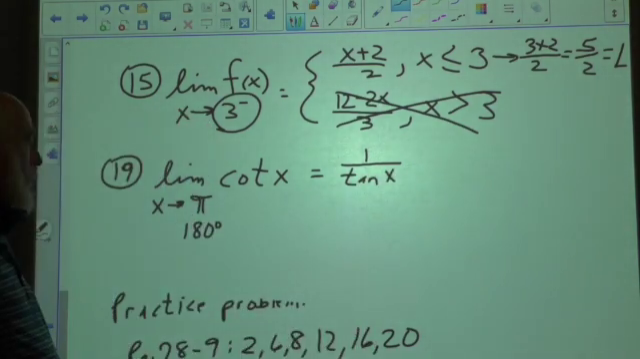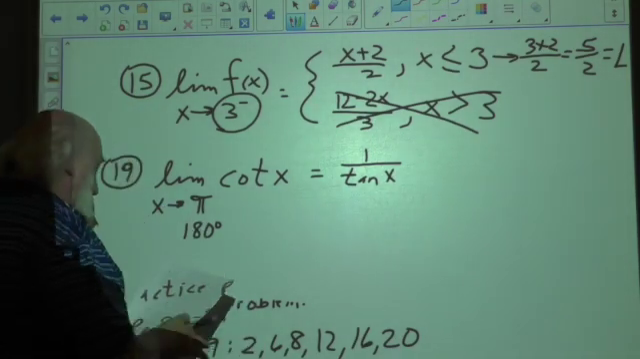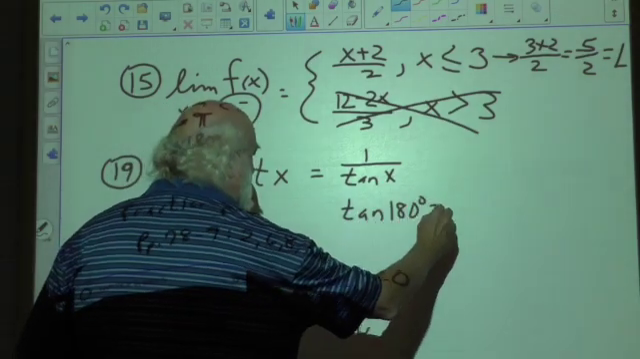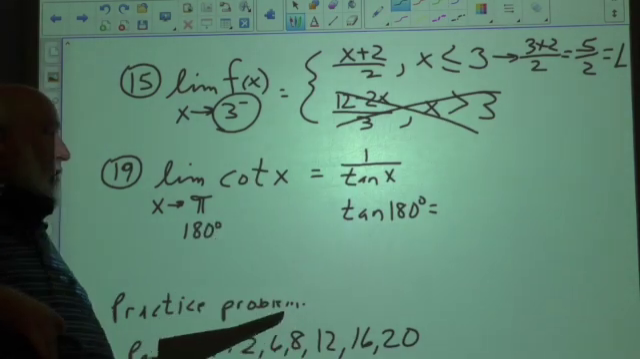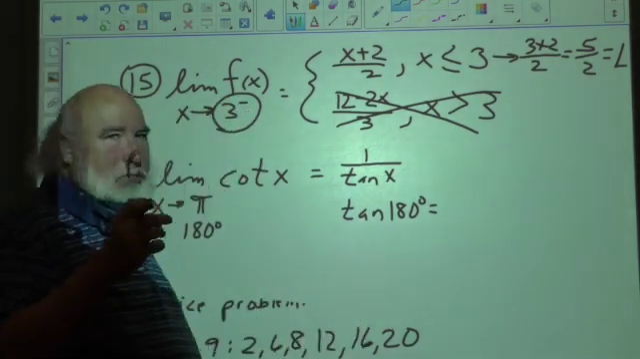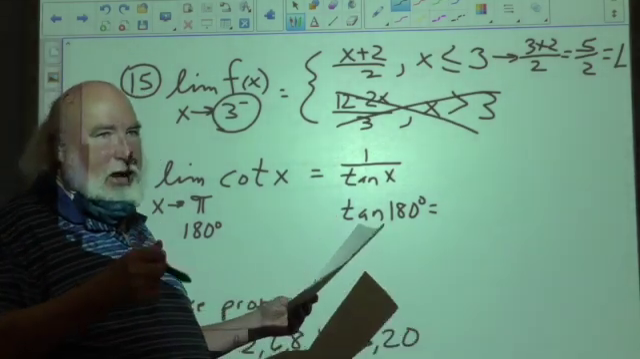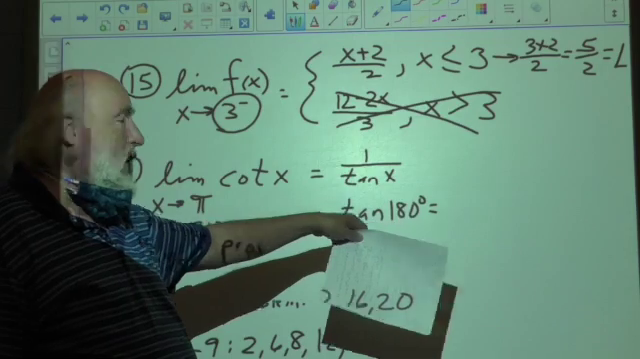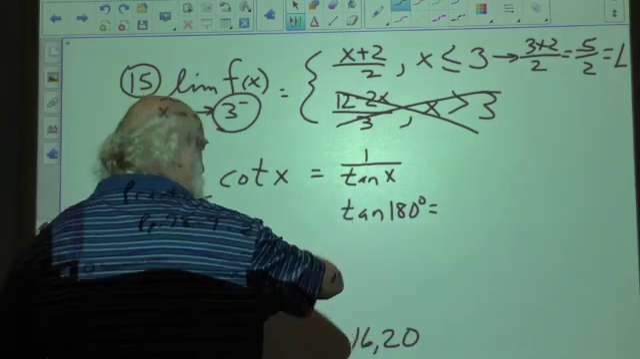Now, the question here is, as x approaches 180 degrees, what is the tangent of 180 degrees? Well, for tangent of 180 degrees, if you look at the reference angle, and when I say reference angle, I mean how far away from the x-axis this particular angle is. And when I say x-axis, it can be positive or negative, whichever one is closest. The closest one is on the negative axis side, and that's going to give you a value of 0, because it's going to be right on the x-axis. 180 degrees goes right over there.